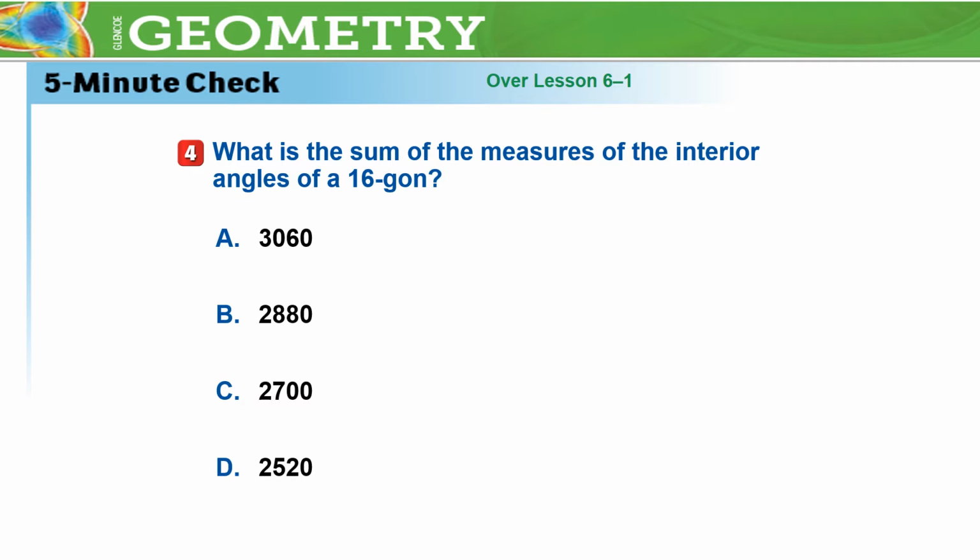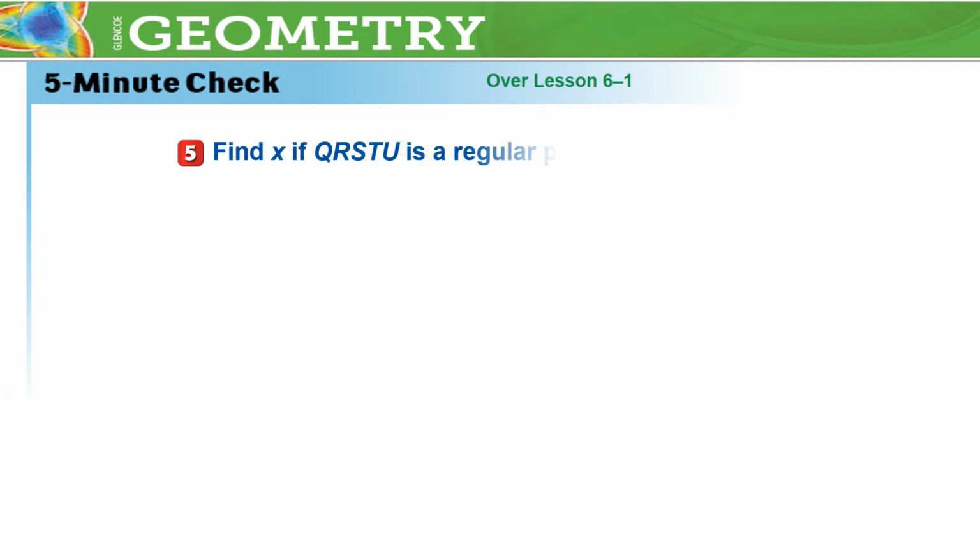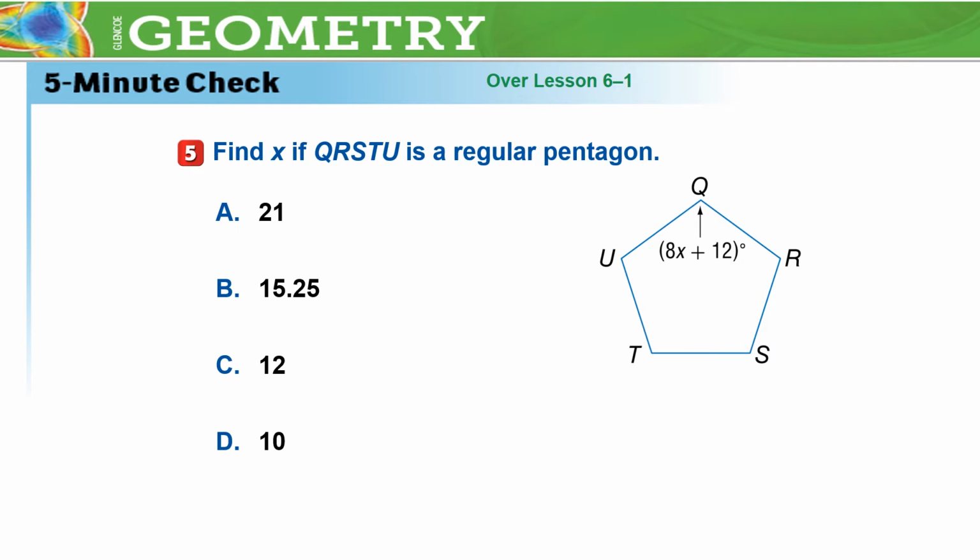For the sum of the measures of the interior angles of a 16-gon, in the same way, 16 minus 2 times 180 will be 2520. Find x.